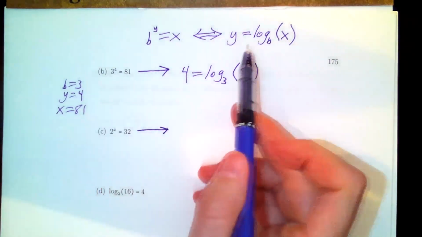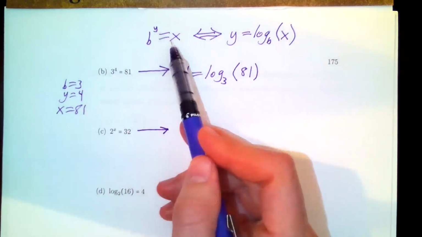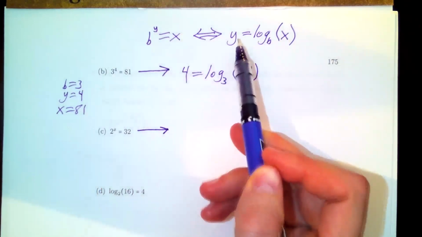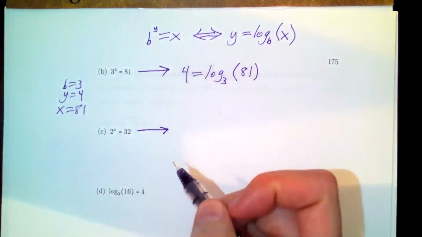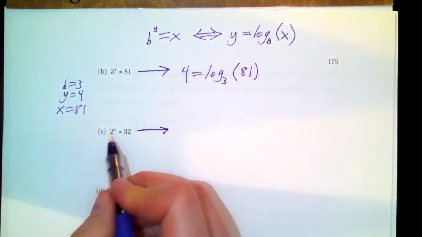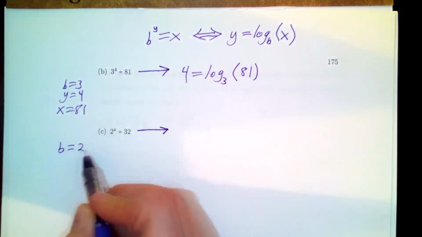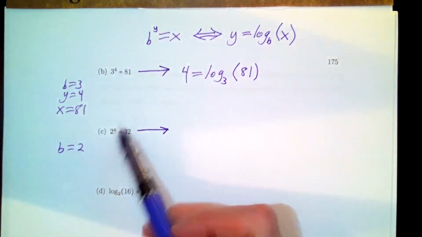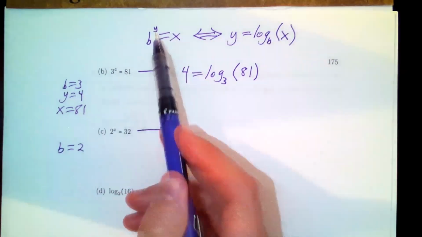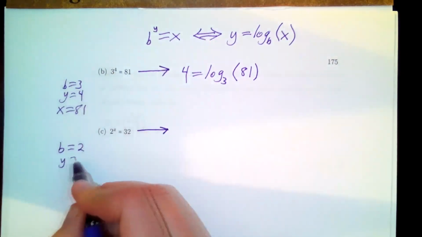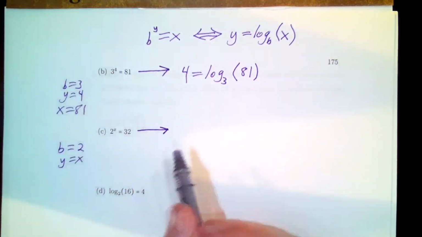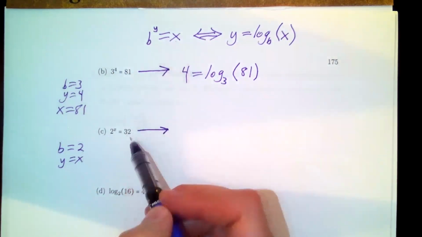So if we translate b to the y equals x into y equals log base b of x, what is in all of my positions? What's my base b? My base b is 2. What's in the power position? Looks like in my power position is x. And what's on the right-hand side?